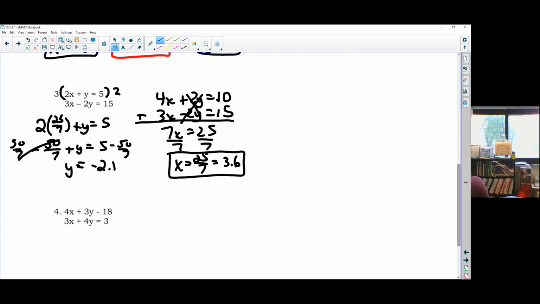So now what I need to do is plug it in. Now I should be close. I'm probably not going to get the exact answer because I rounded these decimals. That's okay. But if I plug them in, 3.6 for x, negative 2.1 for y.